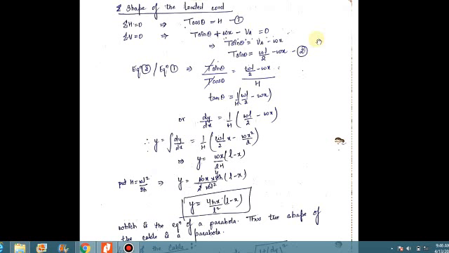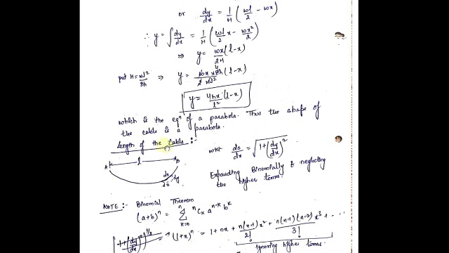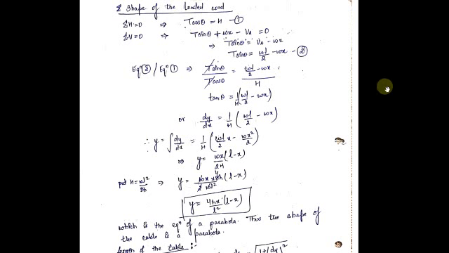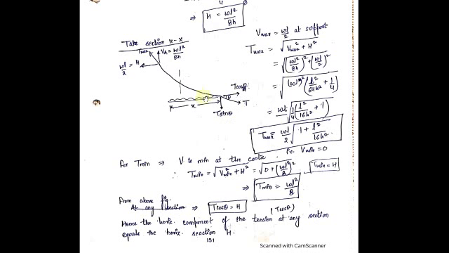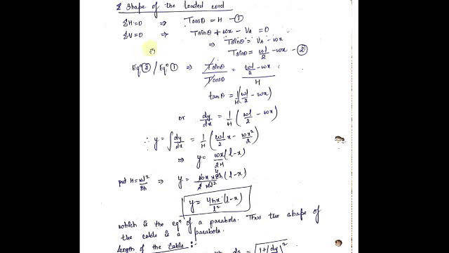Now let us see the second part of the derivation, that is the shape of the loaded cord and the length of the cable. In order to find the shape of the loaded cord, we will take summation H equal to 0 and summation V equal to 0 in the above diagram. See, we had this diagram. So in this diagram, first of all, apply summation H equal to 0. So total rightward force is equal to total leftward force. So T cos theta equal to H. So summation H equal to 0, which implies that T cos theta equal to H.